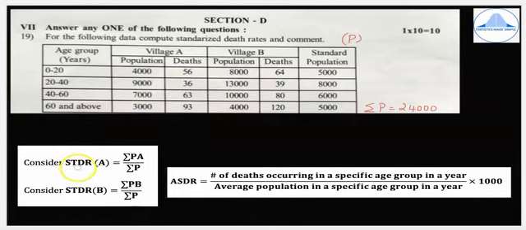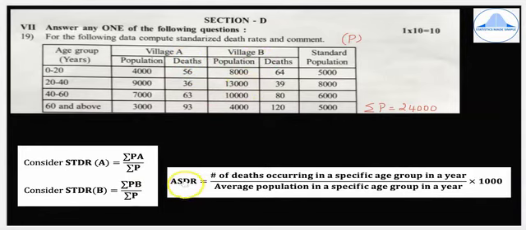Let us write the formula for STDR of A. STDR means it is standardized death rate for village A. It is summation PA divided by summation P. And similarly write the formula for STDR of B, which is summation PB divided by summation P. Now this A and B which you see, they are nothing but the ASDRs, that means age specific death rates for village A and for village B.